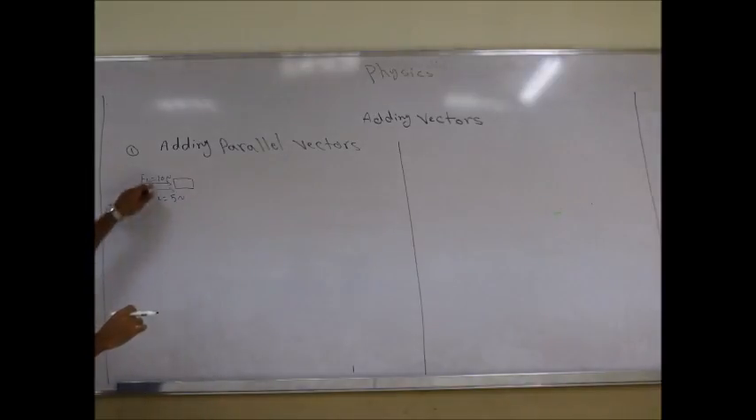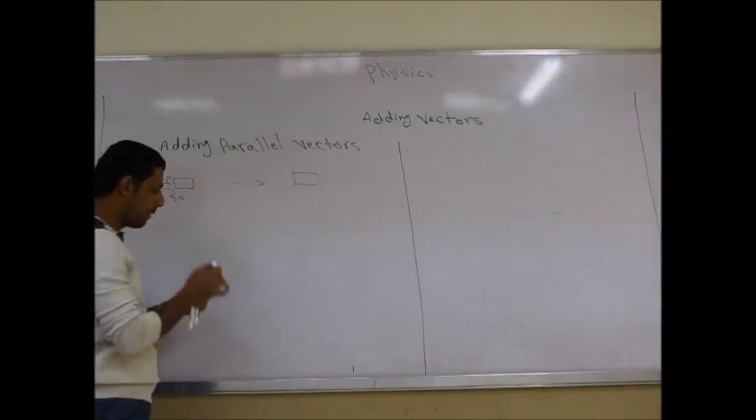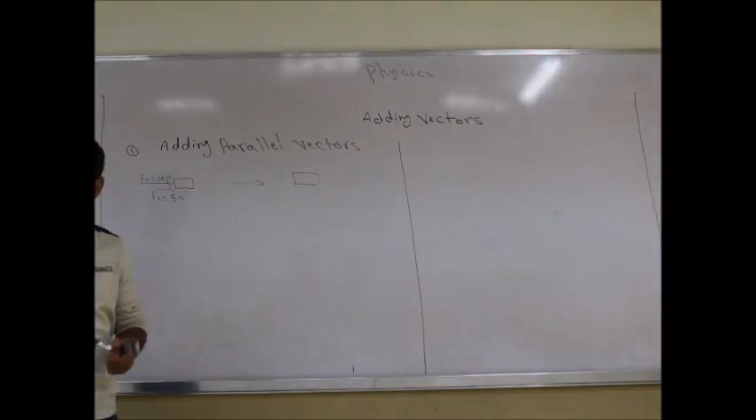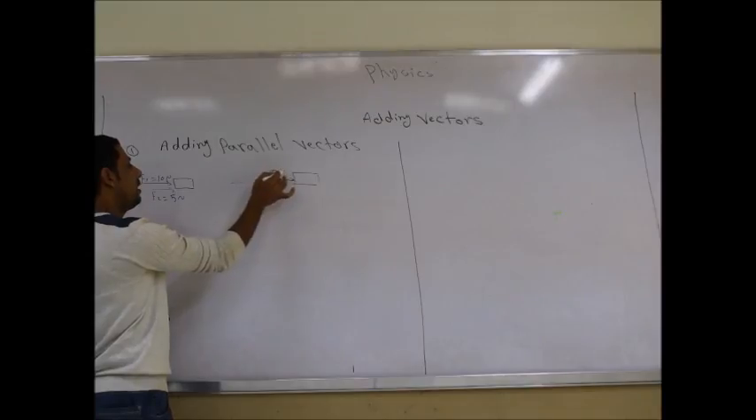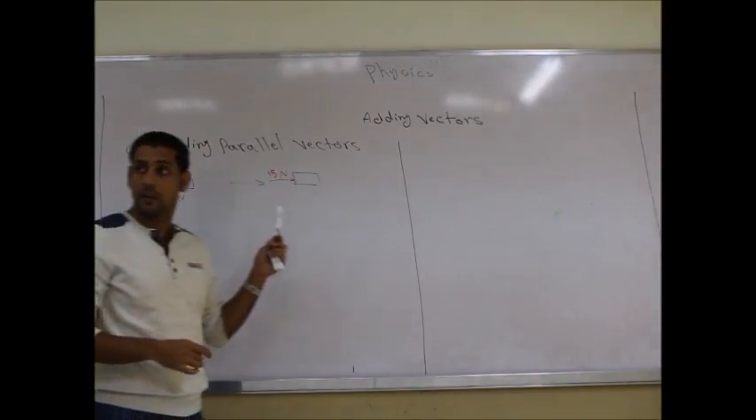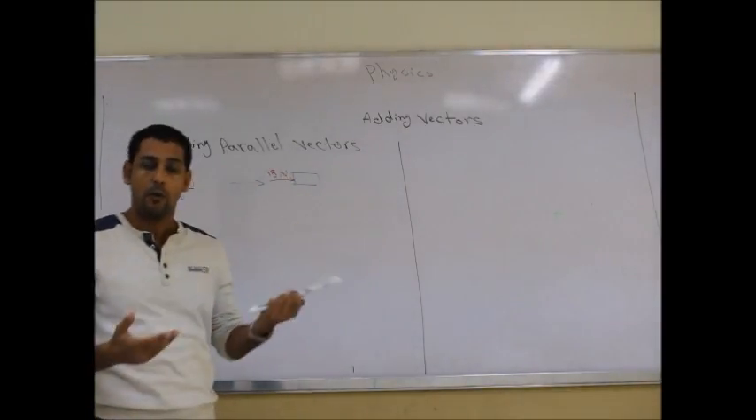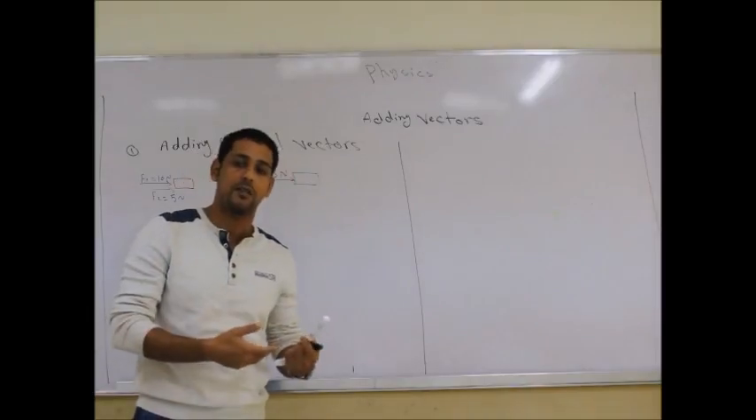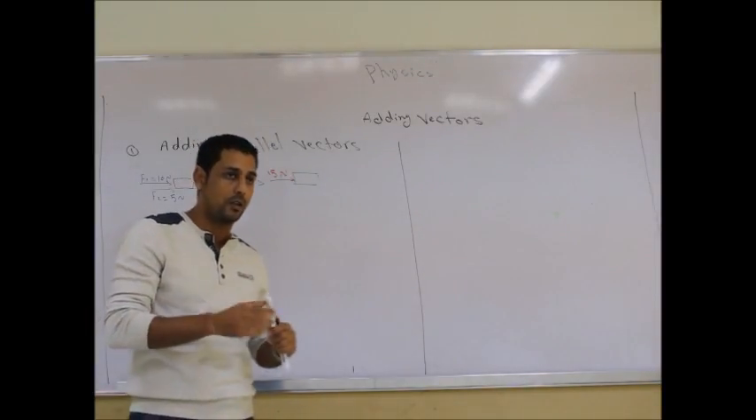So to add these two forces, they are in the same direction, so we just add them simply this way: 10 plus 5 equals 15. So this one is 15 Newton. Why do I use force here? Because force is just a vector. It could be force, field, velocity, displacement, or any vector quantity.